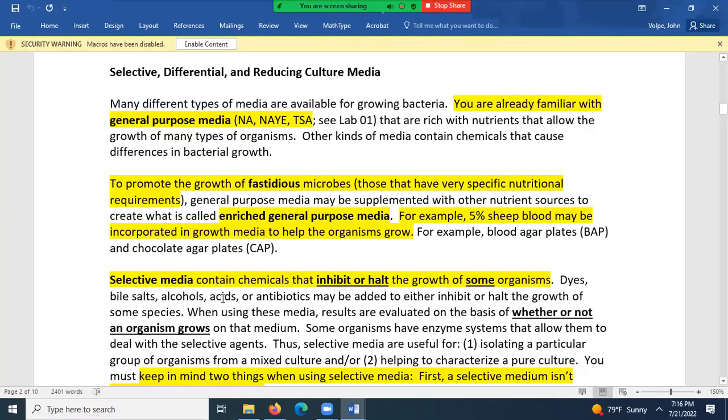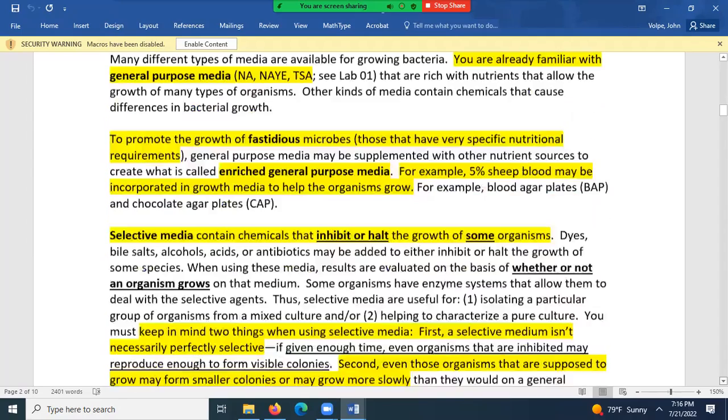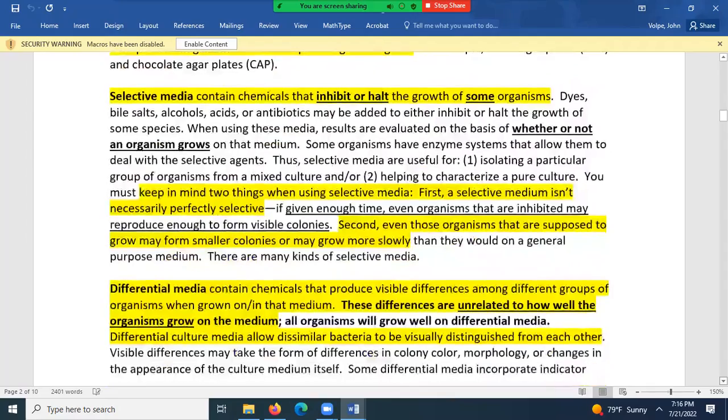A selective media is one that contains chemicals that inhibit or halt the growth of some organisms, but allow other organisms to grow. Keep in mind two things when you're using a selective media.